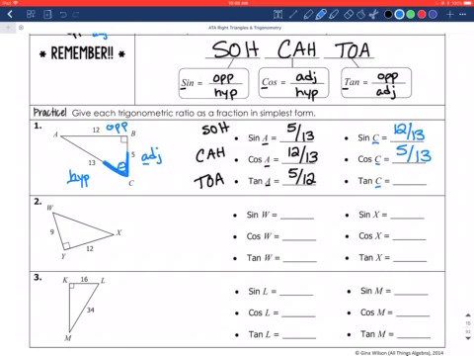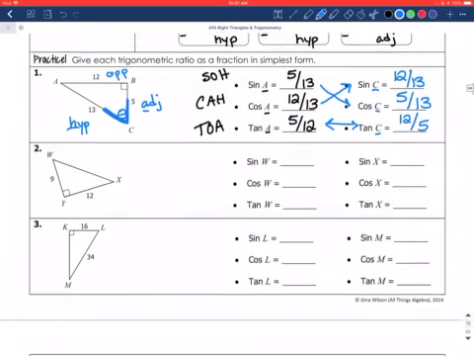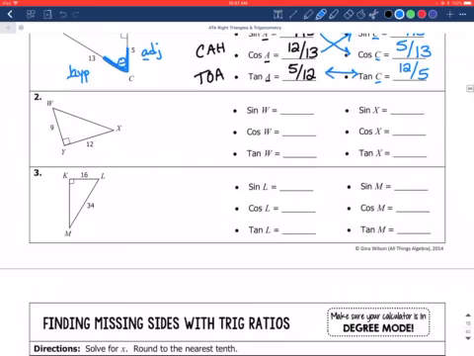And tangent will be flipped. So our opposite and adjacent flip. So now instead of 5 twelfths, we have 12 fifths. All right, so you can kind of see a little pattern here, hopefully, and you just see how those are reciprocals. Right, so the cosine of A is the same thing as the sine of C because you changed the opposite and adjacent.